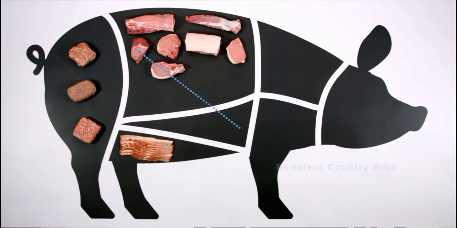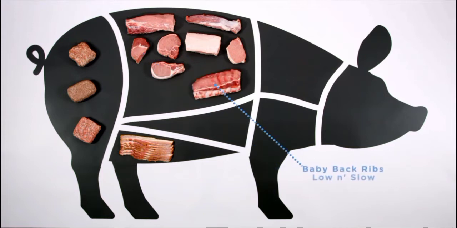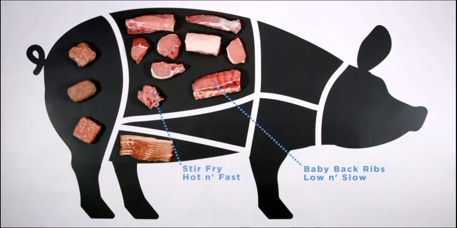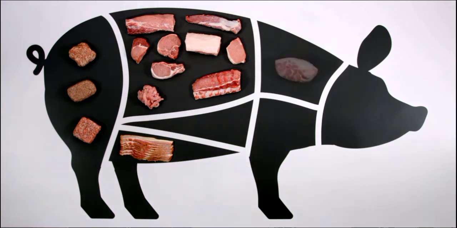The boneless country ribs are cut from the end of the sirloin with a little bit of rib meat. Unlike the other pork ribs, they cook extremely quickly. And of course, the baby back ribs, everyone's favorite. These are fairly lean, they have lots of connective tissue, so low and slow cooking with plenty of moisture. The last piece of loin here is pork stir fry, usually cut from the trim from the loin roast.